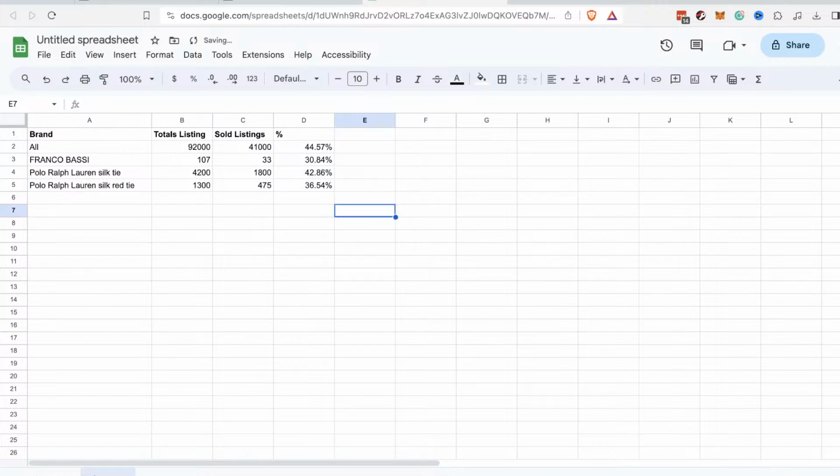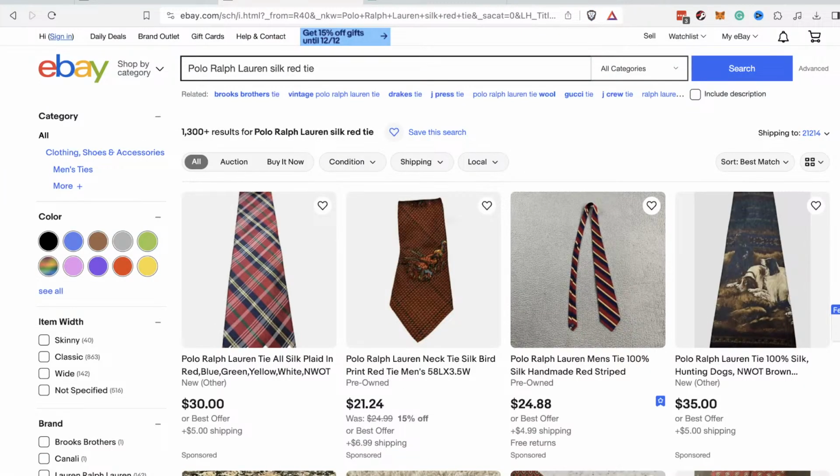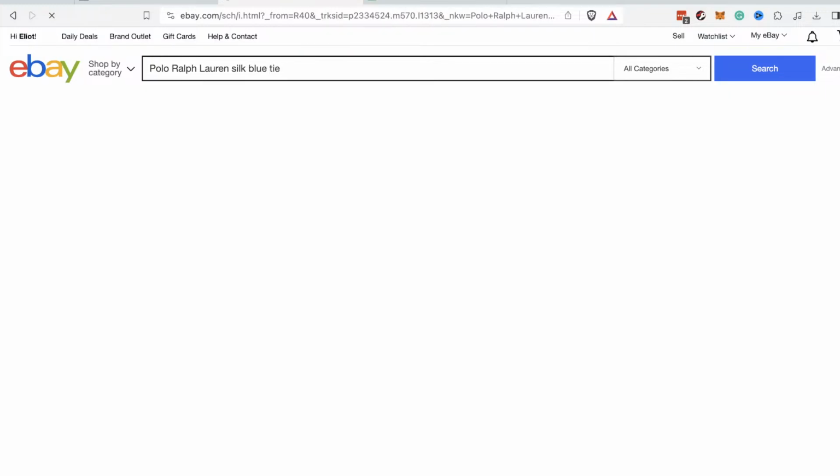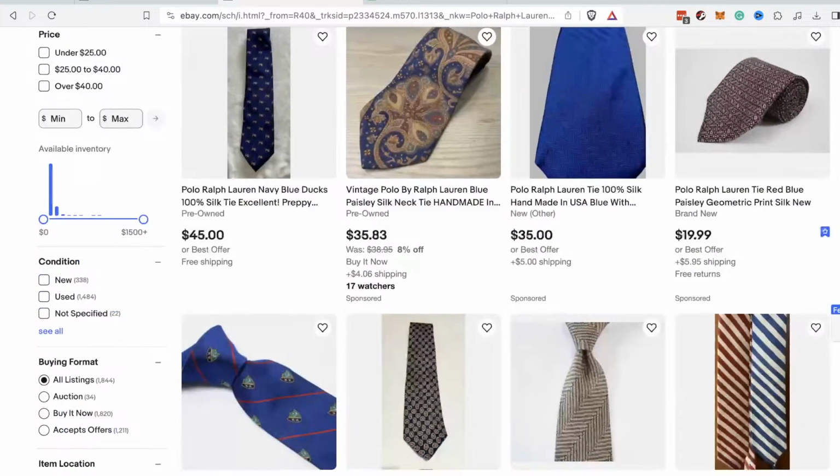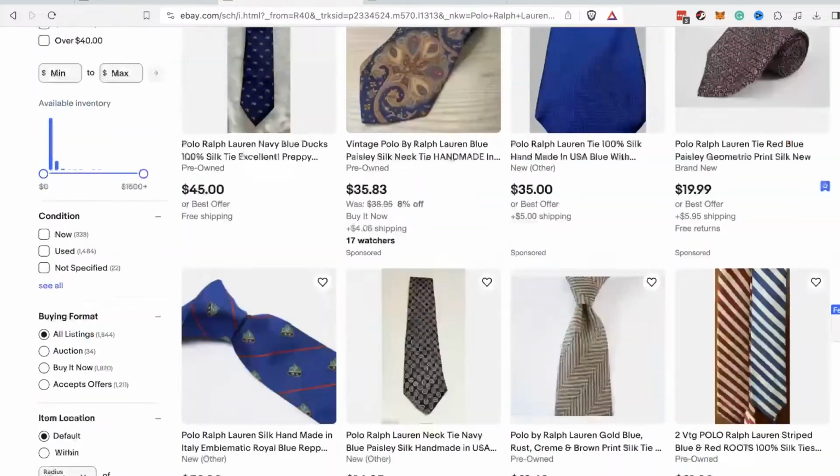Okay, so what is this telling us? This is saying that red ties sell less than the average, because it's at 36%, based on the two metrics we're looking at. This isn't the tie that I would want to go after. Now, one thing I would want to do is try blue tie. I'm going to do a couple, but let's look at blue ties. I think this is all listings. Yes, this is all listings.